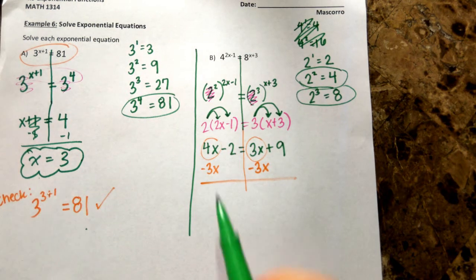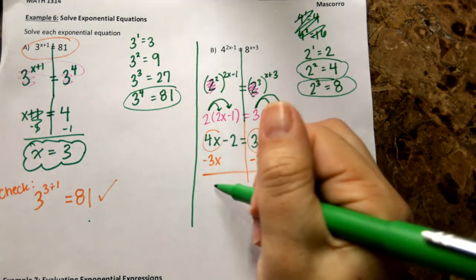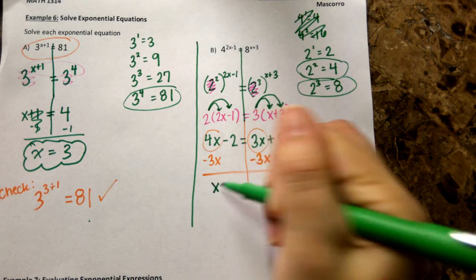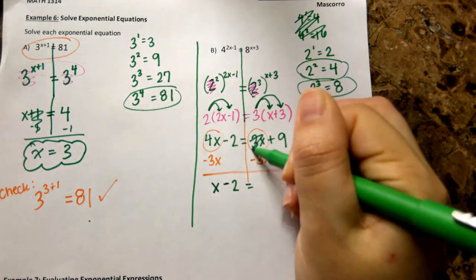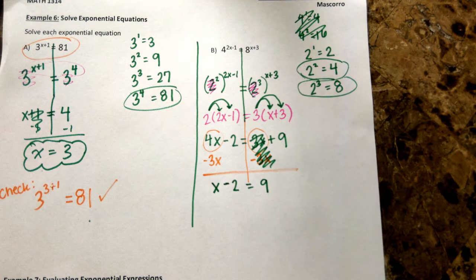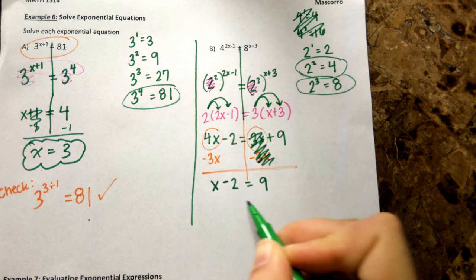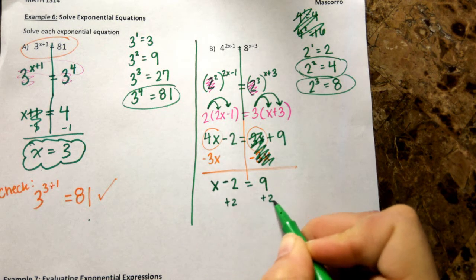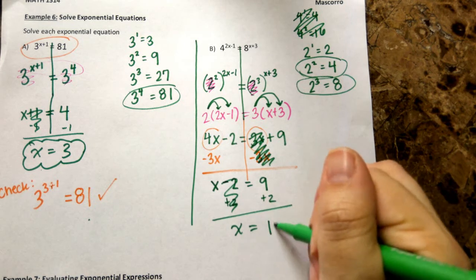And what I'm left with is 4x minus 3x. Well, 4 minus 3 is 1, so it's just 1x, or you can leave the 1 off, minus 2, equals 3x minus 3x, those cancel out, and we just have 9. And then last step, what number minus 2 is going to give us 9? We'll just add 2 to both sides, and x is going to equal 9 plus 2, which is 11.